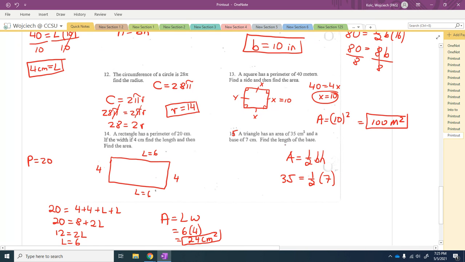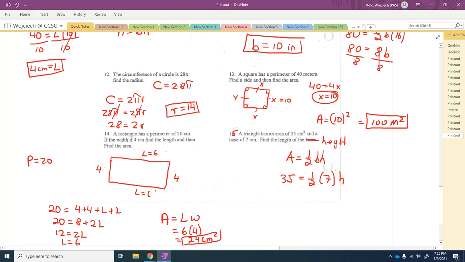Something is not right with this problem. A triangle has an area of 35 and a base of 7. Find the length of the height. Okay, this question, I'm looking, why is it double 14? So I have a typo here. So find the height, not the base, because the base is given.